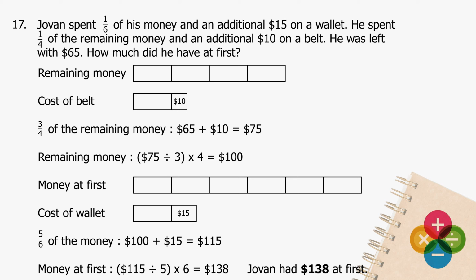Three-quarters of the remaining money will be, add $65 to $10, and the sum is $75. The remaining money will be, divide $75 by 3, and multiply by 4, and the product is $100. 5/6 of the money will be, add $100 to $15, and the sum is $115. The amount of money at first will be, divide $115 by 5, and multiply by 6, and the product is $138. Jovan had $138 at first.